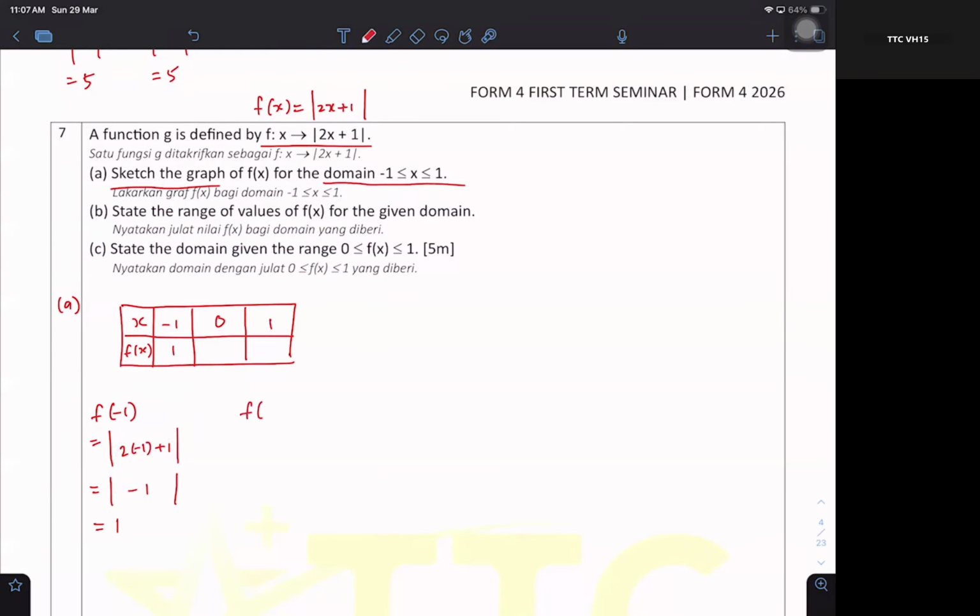Then you do f(0) also. When the x is 0, also take the bracket, sub into the x. Basically you do every number. So 2 bracket 0 plus 1. You press calculator, you get 1. Modulus 1 is 1.